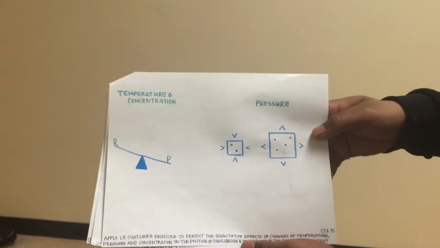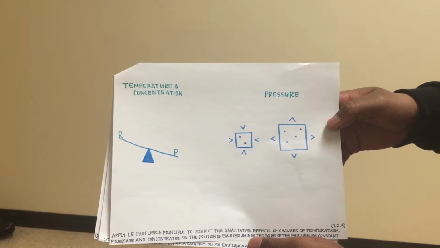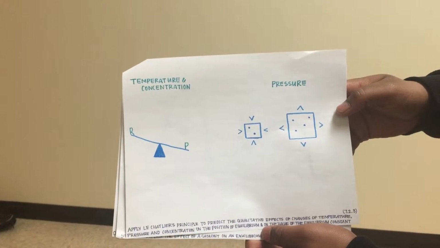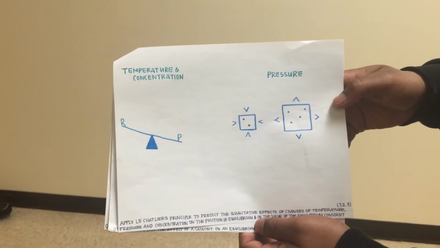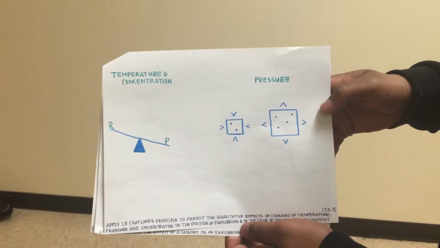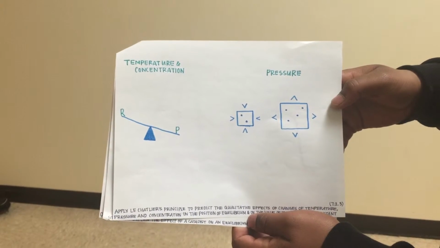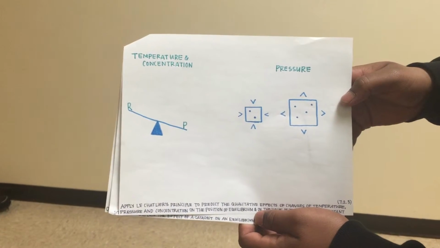Le Chatelier's principle. When the concentration of the products increases, the equilibrium shifts to the left. If the concentration of the products decreases, then the equilibrium will shift to the right. When it comes to the reactants, if its concentration increases, it shifts to the right. If it decreases, it shifts to the left.